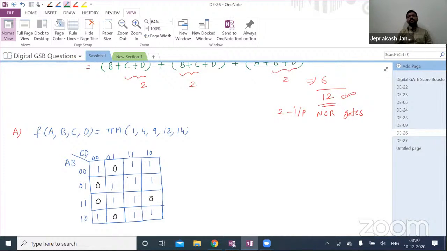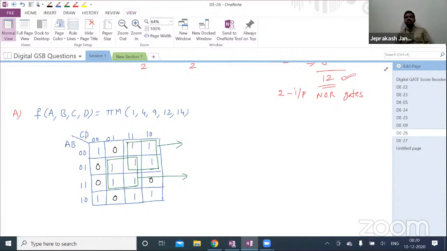Now you can do the grouping of ones. So you can do the grouping of these four ones, and you can do grouping of these four ones. Grouping of four ones. Just tell me the term. What is the term you'll get for this particular grouping? We'll do step by step parallelly.